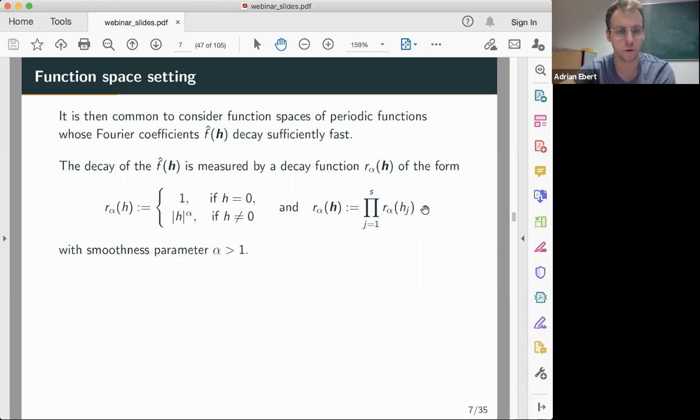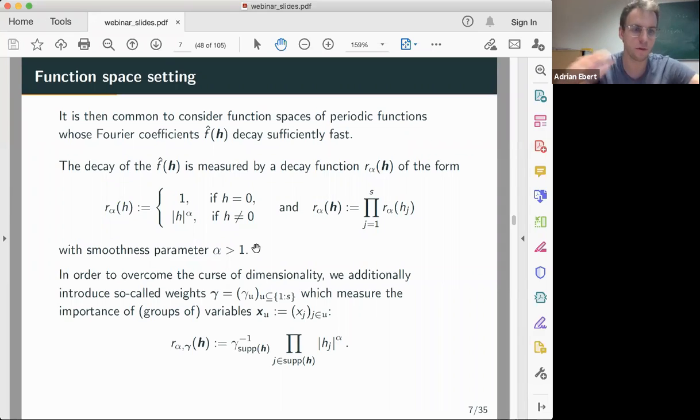And what one should note is that the smoothness parameter alpha, so it's called the smoothness parameter, is bigger than 1 and basically determines how fast later the coefficients are supposed to decay.